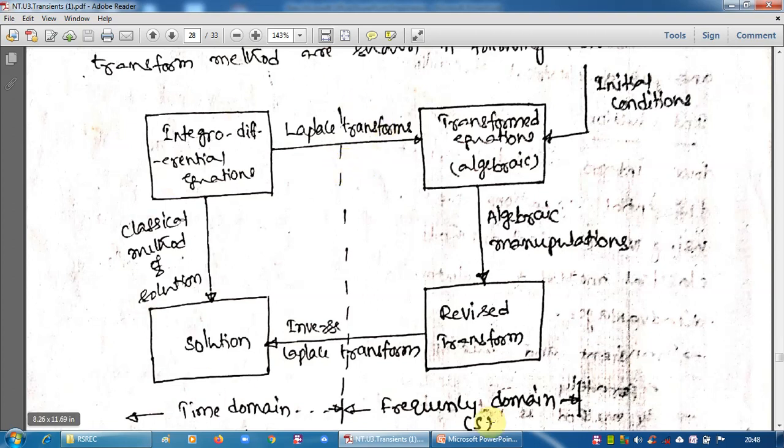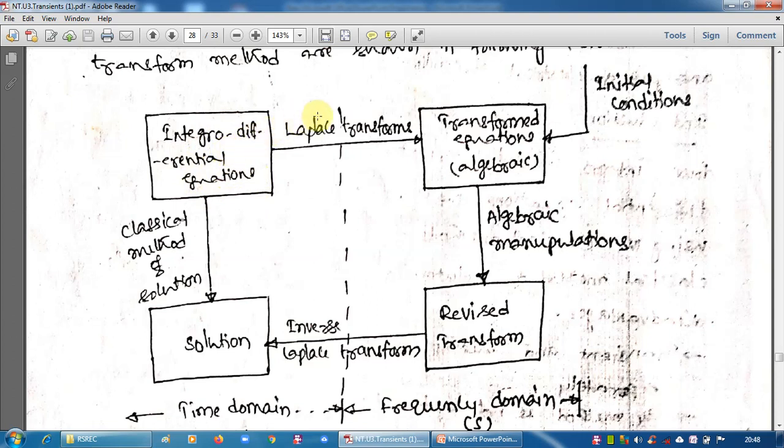The method can be summarized like this. First of all, we will be getting these integro differential equations. If RL circuit is there, straight away we will get differential equation, we have seen. If RLC circuit is there, C also present, then we will be getting integral term and differential term. Like that, integro differential equations have to be first of all written, that we know.